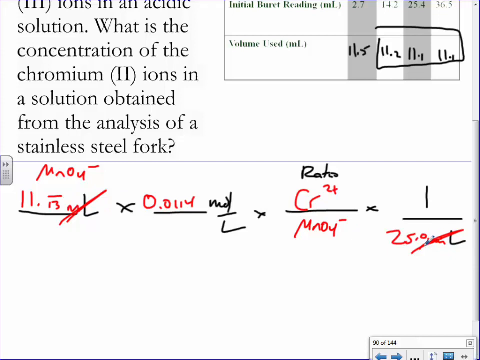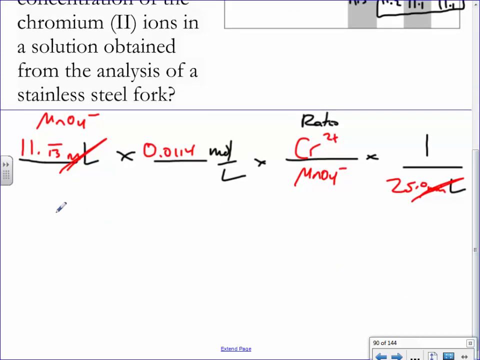The only thing we're missing then is our ratio, which just means we need to make a quick equation. You don't even need to write the whole equation out. You just need to know what the ratio is. So, honestly, once you get faster at this, you're going to know that the MnO4 equation needed 8 H plus and 5 electrons to form Mn2 plus and, what was it, 4 waters?